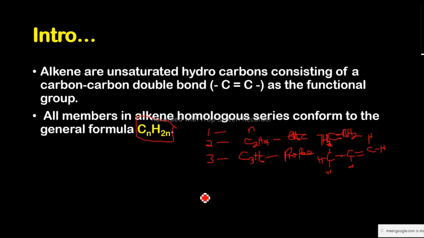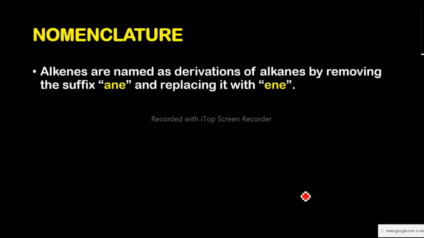What about if carbon atoms are 7? This one is going to be C7, H14, and this one is heptene. If they are 9, and so on, and so on. You can write them in your free time as an assignment. Is that okay?